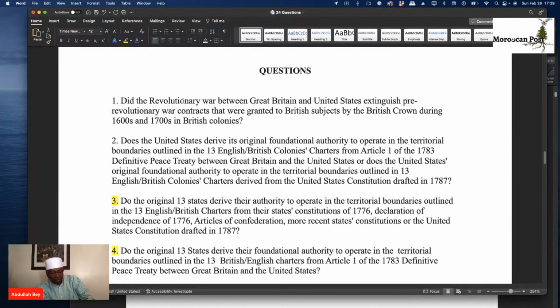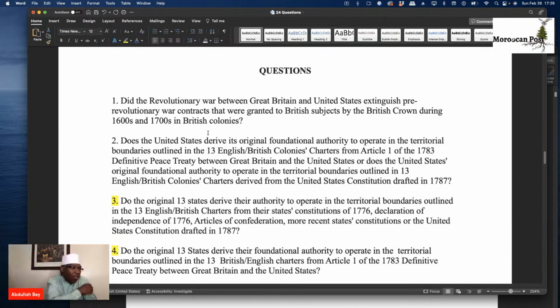All right, question number 1. Did the Revolutionary War, and I think this is going to head to New Haven. All right. Did the Revolutionary War between Great Britain and the United States extinguish pre-Revolutionary War contracts that were granted to British subjects by the British Crown during the 1600s and 1700s in British colonies?